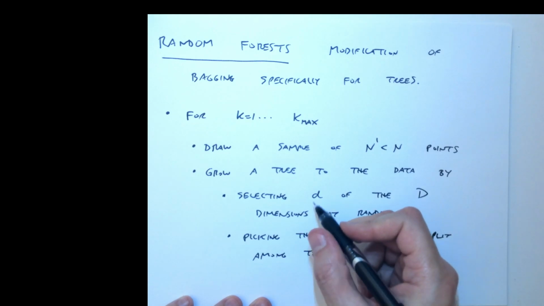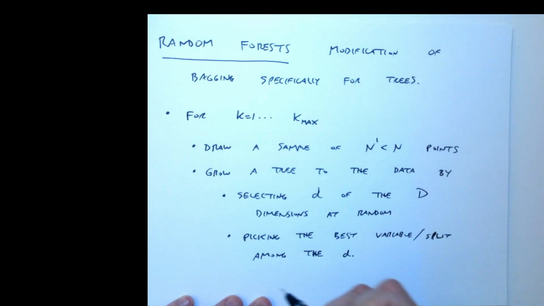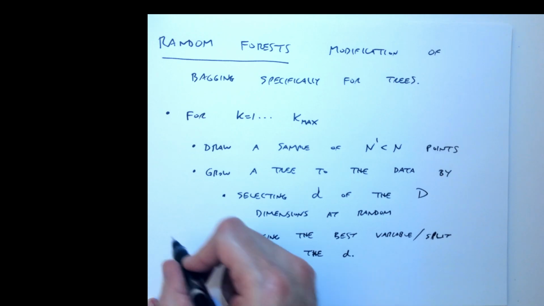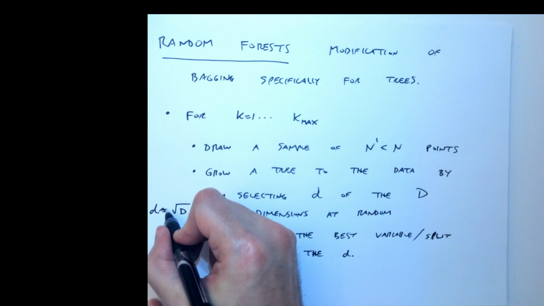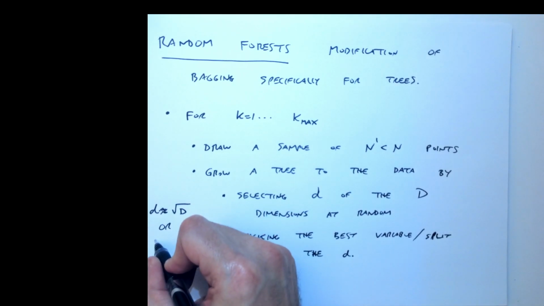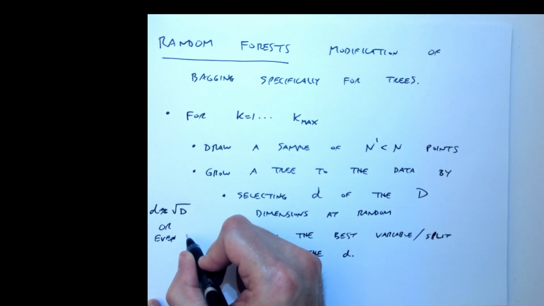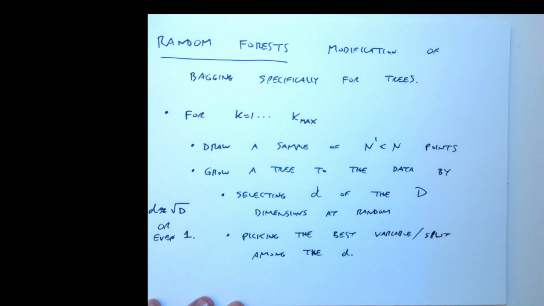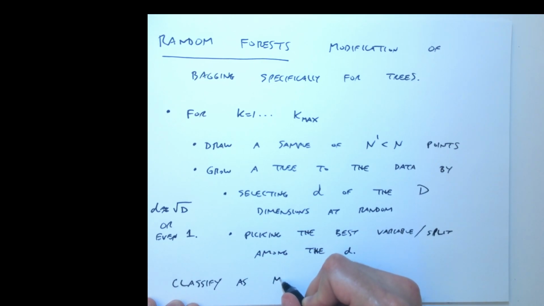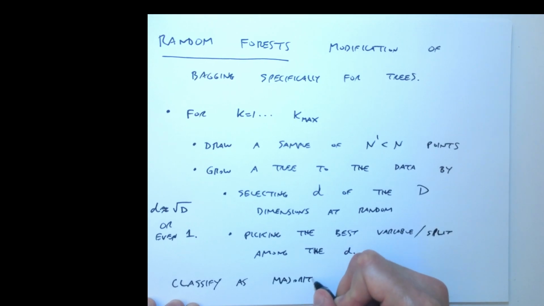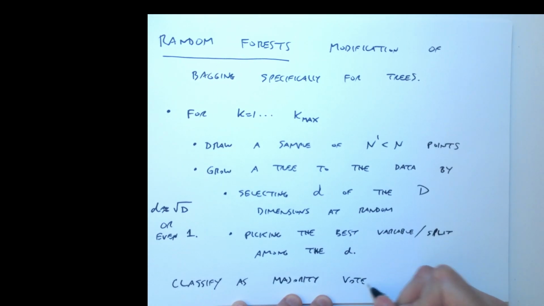So, here, this D that I choose could, for example, be some very low dimension, or even just choose one dimension for a given tree, right? So each of these trees is pretty dumb, right? And then again, the classification is just the majority vote among the trees.